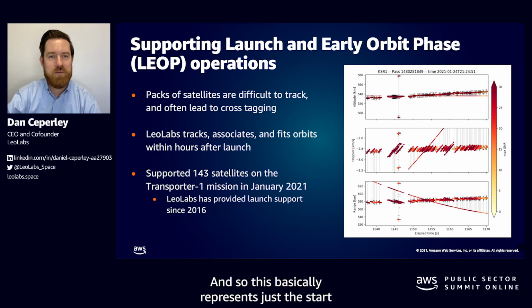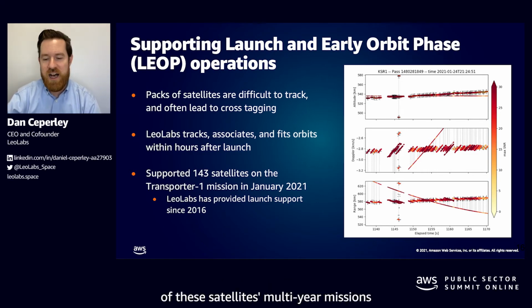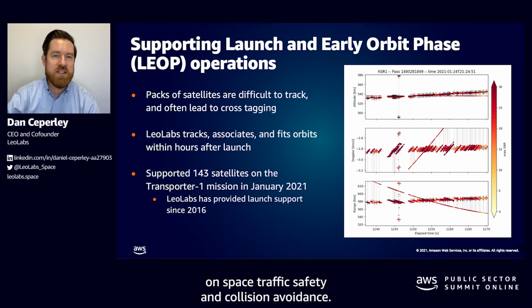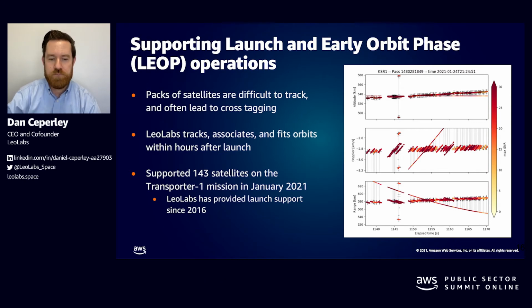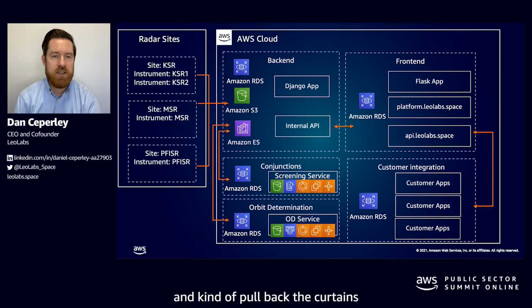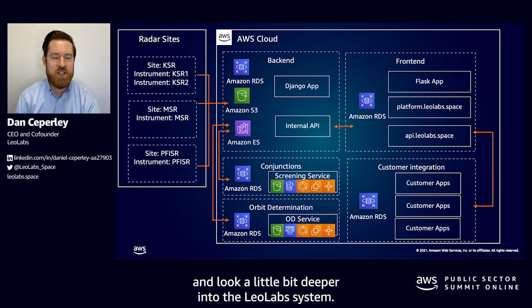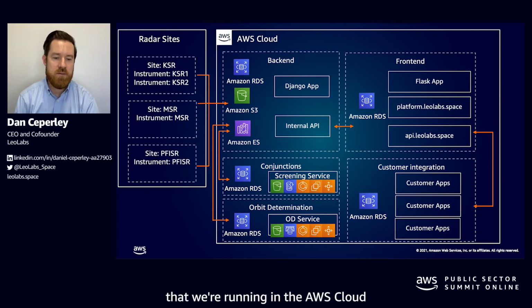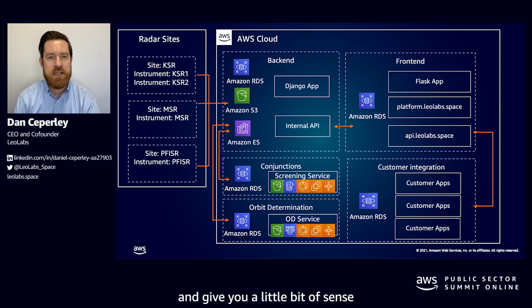And so this basically represents just the start of these satellites' multi-year missions and just the beginning of their work on space traffic safety and collision avoidance. So I want to dig in just a little bit, pull back the curtains and look a little bit deeper into the LEO Lab system. You see here a diagram of the system that we're running in the AWS cloud, and it gives you a little bit of a sense of the services that we're talking about.